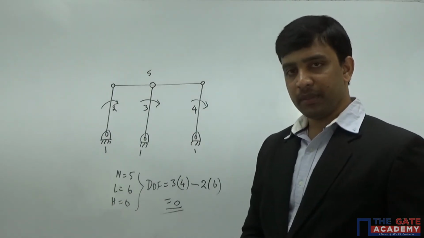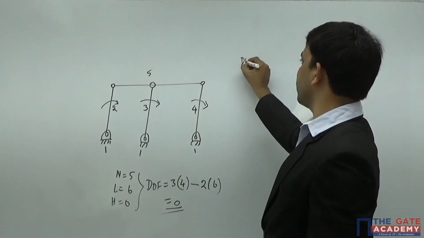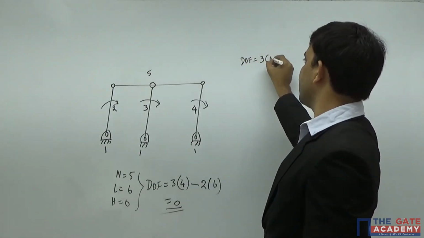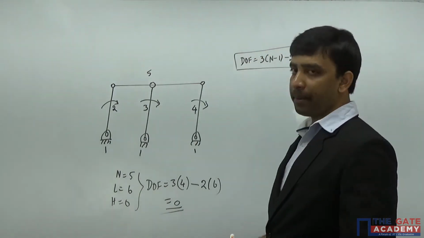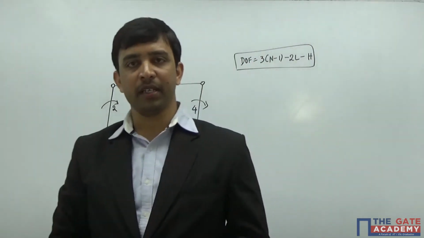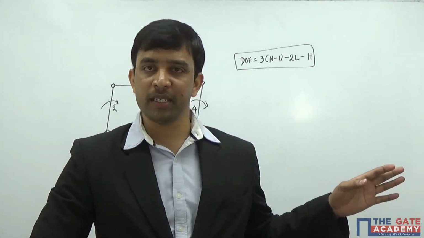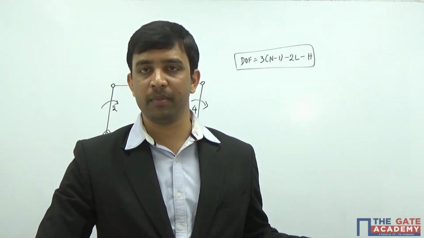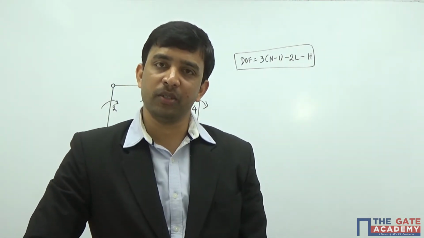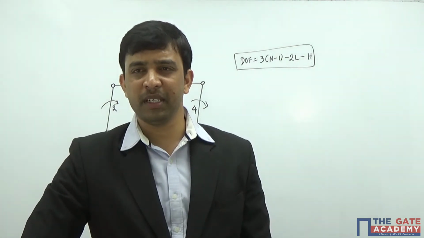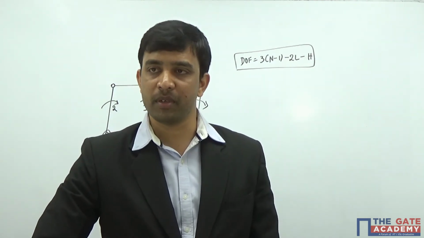So what's happening here? Kutzbach's criterion was like this: 3 into n minus 1, minus 2 times lower, minus higher. This is Kutzbach's criterion for calculating degrees of freedom of planar mechanisms. In this equation, he considered the number of links, number of lower pairs and number of higher pairs. He never looked into the geometry of these links. He did not consider the geometry and length of links and other parameters. He just took into account the number of links, lower pairs and higher pairs.